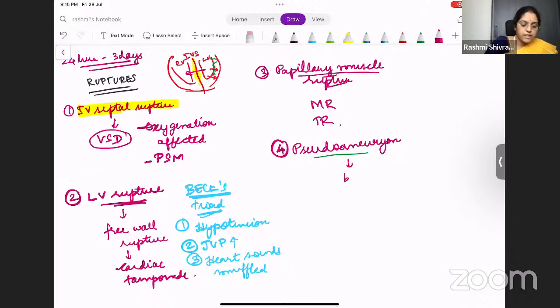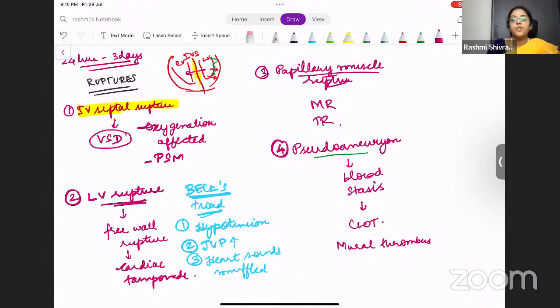There is a lot of blood getting collected. So there is blood stasis. What happens when there is stasis? There can be a clot formation. This is called a mural thrombus.